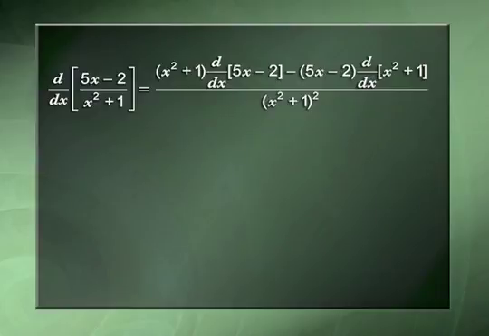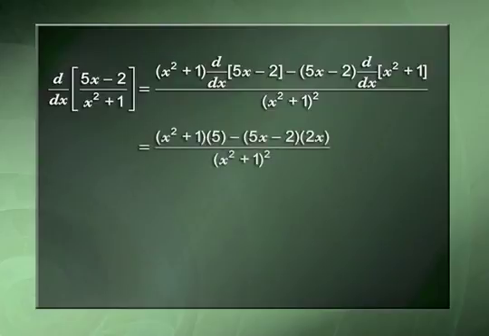Now, let's do the derivatives. It's going to be x squared plus 1 times the derivative of 5x minus 2, that's just equal to 5, minus the quantity 5x minus 2 times the derivative of x squared plus 1. Well, that derivative is 2x. All of that divided by x squared plus 1 quantity squared.